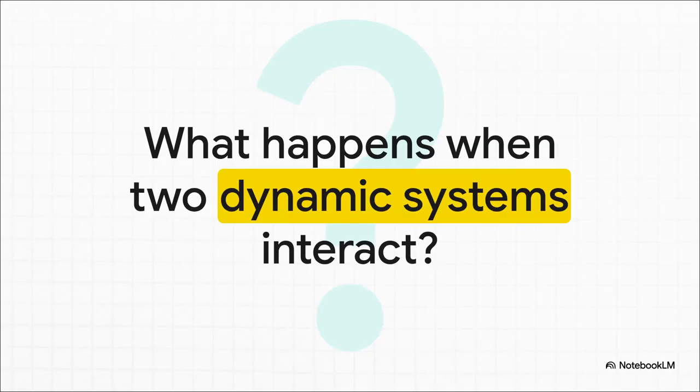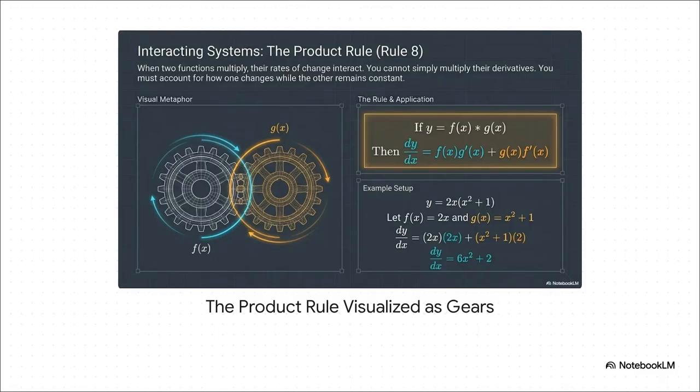Ask yourself this: if two independent dynamic systems are interacting, say they're multiplying together or dividing each other, how on earth do you measure their combined rate of change? Because you can't just multiply their independent rates, no way. That would be like trying to figure out the speed of a car by multiplying the spin of the engine by the rotation of the tires. It just doesn't work. And this brilliantly illustrates our solution, the product rule.